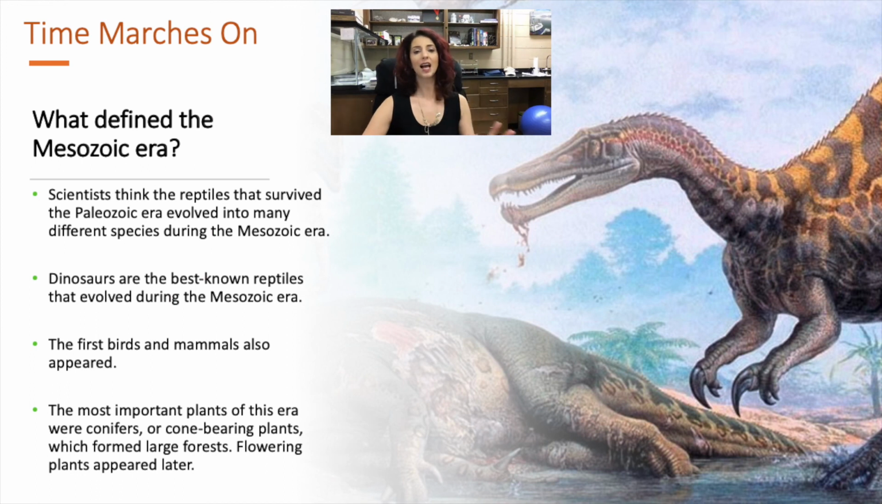But of course, time marches on, and so after the Permian-Triassic mass extinction, we have the Mesozoic era. So the Mesozoic era is a time that reptiles survived and evolved into many different species. Dinosaurs are the most well-known reptiles that evolved during the Mesozoic era. And after the dinosaurs, we have the first birds and mammals that appeared.